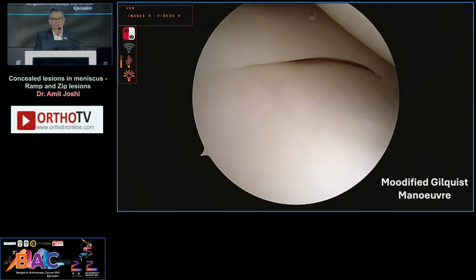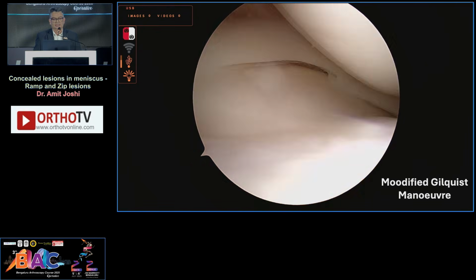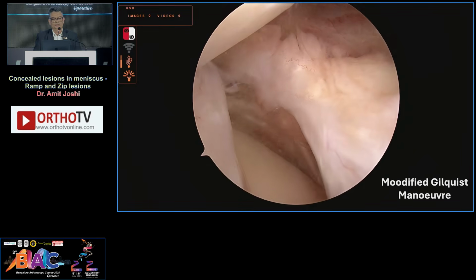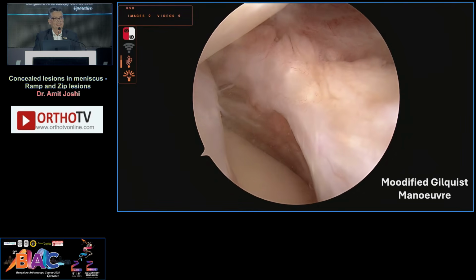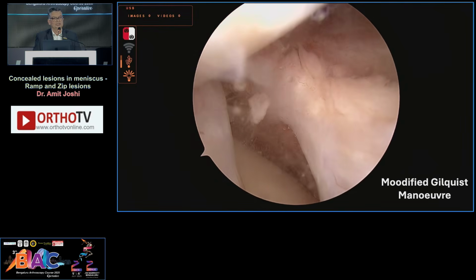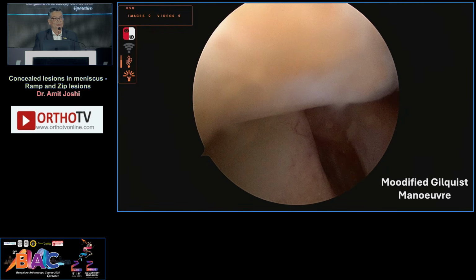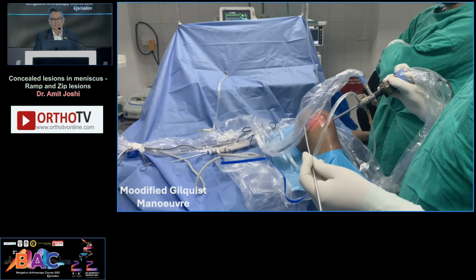This is how I do it. I flex the knee to 30 degrees and let it be on the side of the table. From this gap, you just go into the posterior compartment, and you'll see a big ramp lesion. This is not at all a hidden lesion; this is a very big ramp lesion. But what is important to understand is that we have to go into the posteromedial compartment so that we visualize this type of tear.